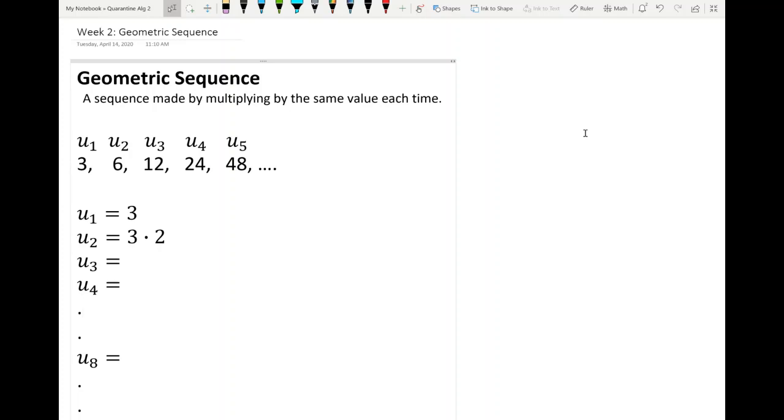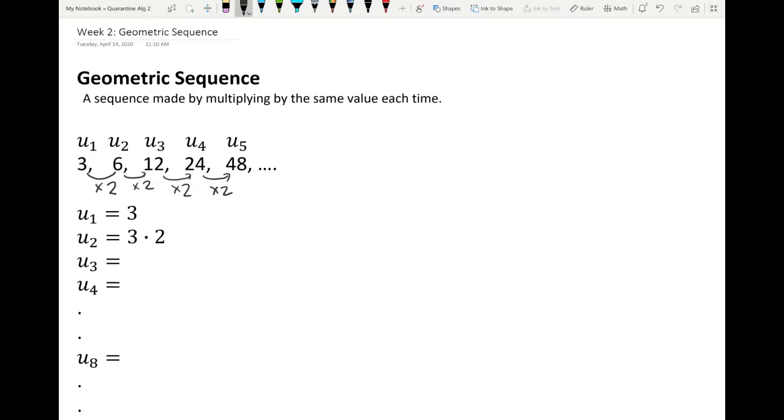This is an example of a geometric sequence. A sequence made by multiplying by the same value each time. So multiply by 2 to get to 6. 6 times 2, you get 12. 12 times 2, 24. 24 times 2, 48, and so on.